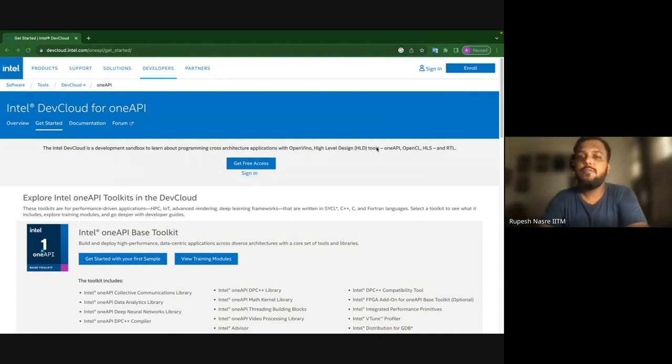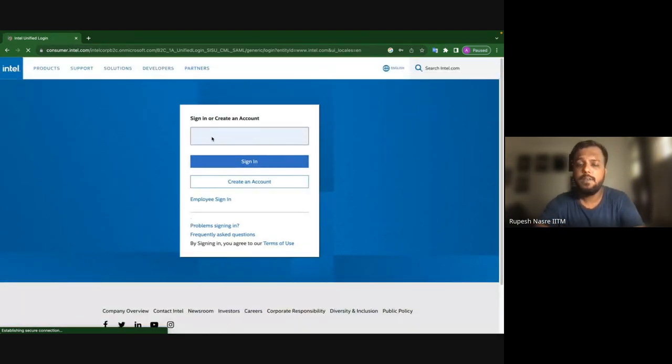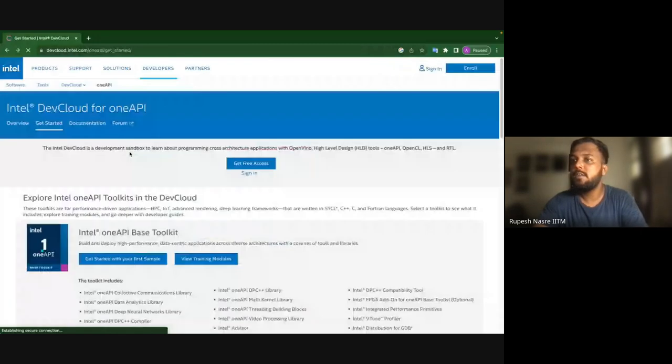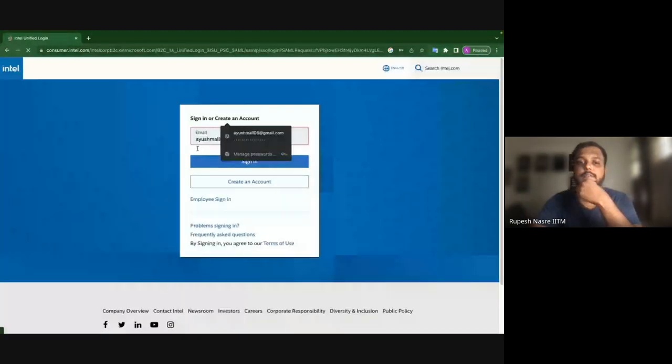First of all, if you have an ID on the DevCloud, that's very good. But if you don't, you have to get free access. Currently I have an ID, so I will sign in, but you can get free access. You just have to answer some basic questions and provide an email ID. They will ask why you need this, which organization you currently work in, and so on. If you have an Intel oneAPI account, that's perfectly good. Just go to the link I shared and hit sign in. So I will sign in with my credentials.